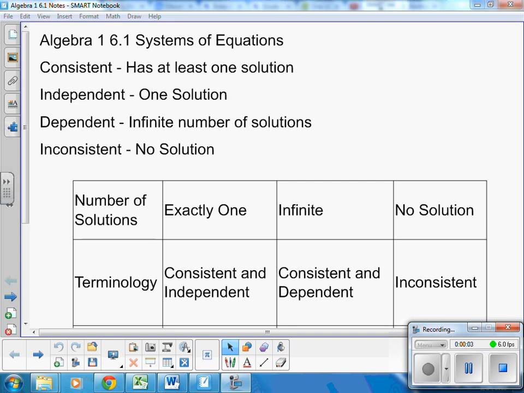Algebra 1, 6.1, systems of equations. Consistent has at least one solution. Independent, one solution. Dependent, infinite number of solutions. So let's take a look at these three terms.